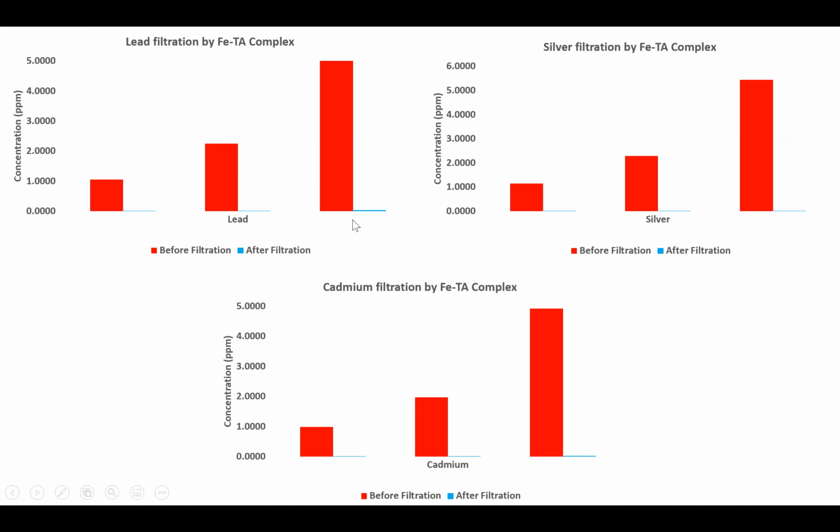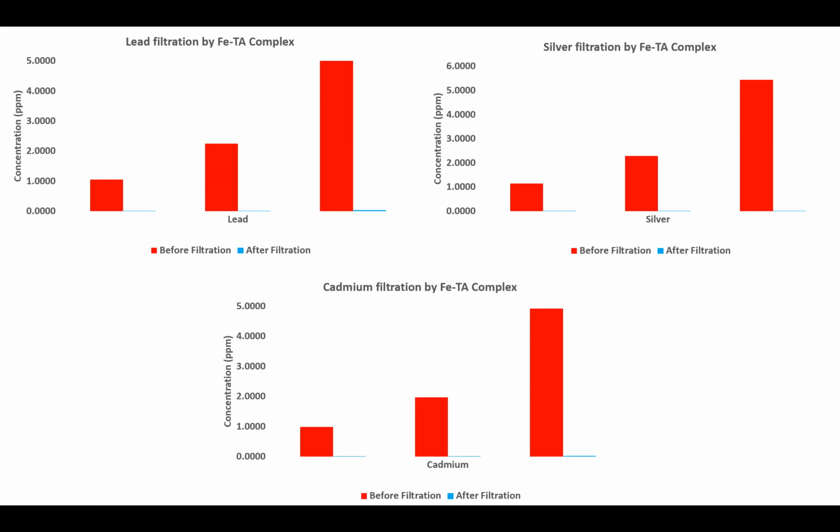For 5 ppm, it's around 0.01 ppm of lead is in the water after the filtration with iron tannic acid complex. For silver and cadmium, we get the same type of results. So we can say that iron tannic acid could successfully extract lead, cadmium, and silver cations from different water samples containing these heavy metals.